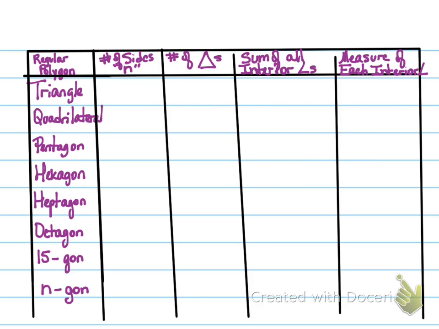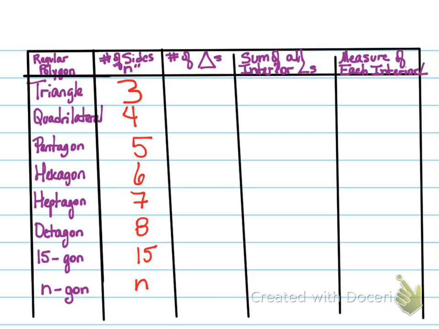Now, pause this and get this table drawn into your notes, please. All right, and now we're going to fill in the number of sides here. The number of sides with a triangle is 3. With a quadrilateral is 4. Go ahead and fill that out for me, please. Pentagon is 5. Hexagon is 6. Heptagon is 7. Octagon is 8. 15gon has 15 sides. And in sides, we'll just say n. Okay?